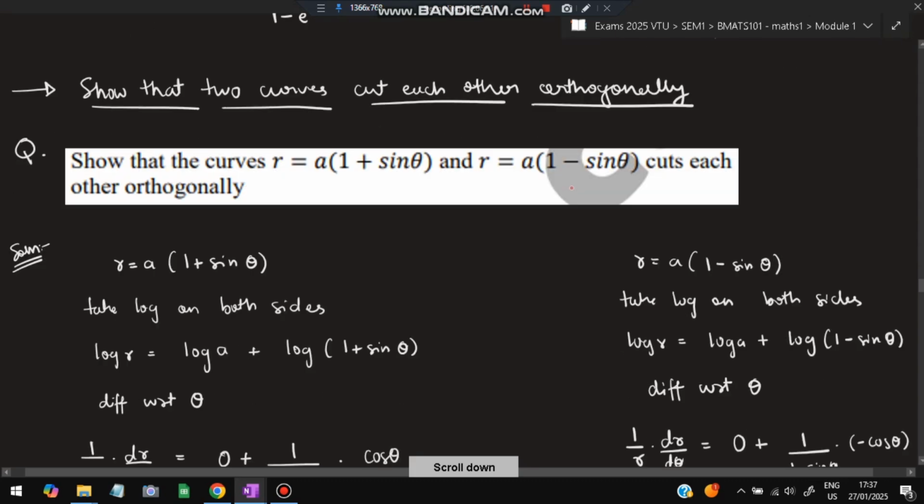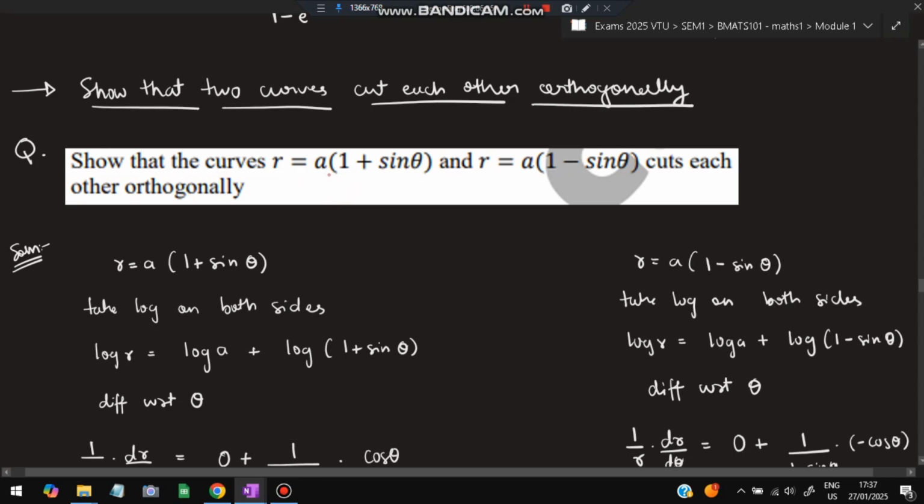A similar type of topic is also here. We'll also find out the angle between two curves, but in a slightly different manner. Show that the two curves cut each other orthogonally. Very important question, don't miss this at any cost. Show that the curves r = a(1 + sin θ) and r = a(1 - sin θ) cut each other orthogonally. Orthogonally means at 90 degrees. This is curve 1 and this is curve 2. In between, the angle when they intersect will be 90 degrees. That we have to prove.